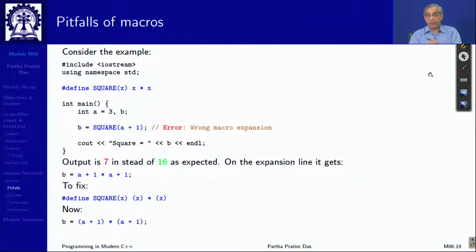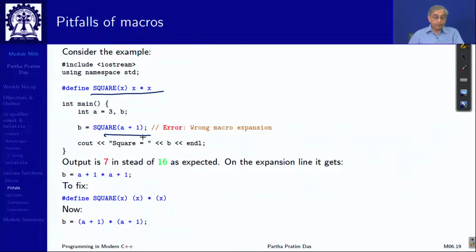Now, there are several pitfalls, and I am sure many of you would know about these. What if I define the macro like this and call it by a plus 1? Now, I would expect that if a is 3, then a plus 1 is 4. So, mentally I am thinking that this is a function. So, I expect a square, I want 16, but if you do this, you will get a result 7.